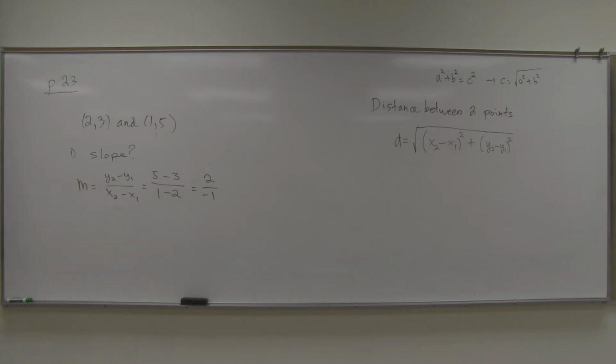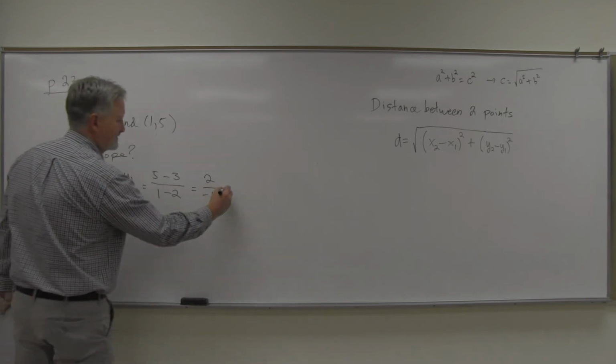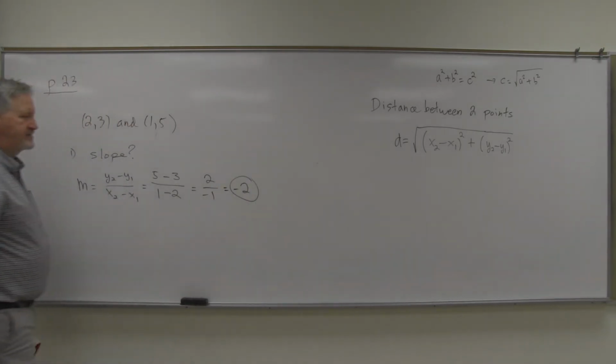You can consider that your rise over run, but really we need to simplify that. 2 divided by negative 1 is negative 2. So this slope is negative 2. And so what would that mean, uphill or downhill? Down. That's going to be downhill if we graph those 2 points.